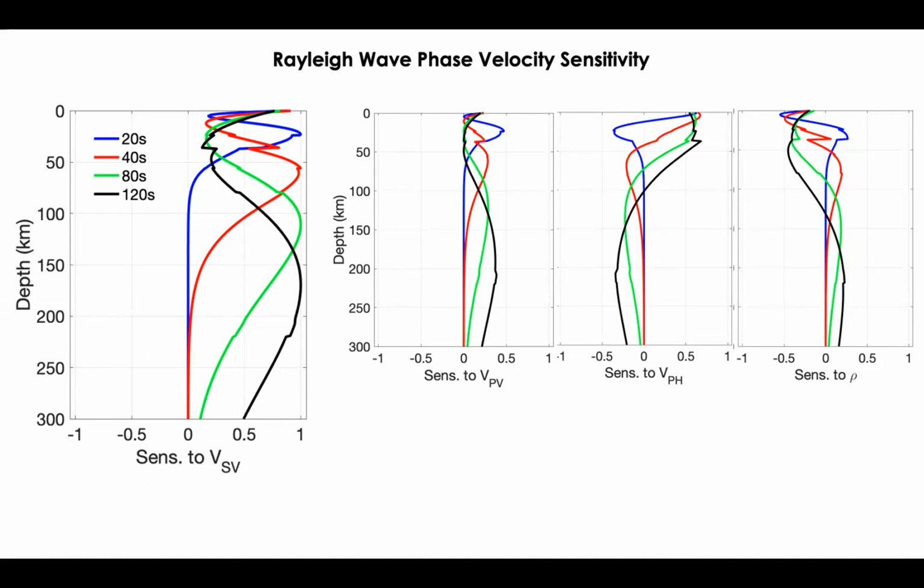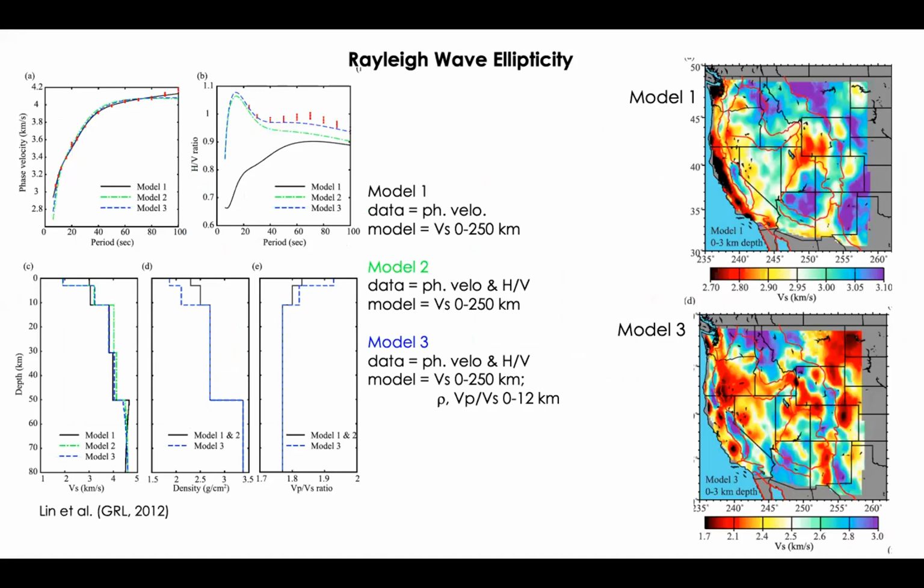Several studies have demonstrated the benefits of jointly inverting phase velocity and ellipticity. This is a figure on the left from a paper by Sanchi Lin and co-authors. They compare the results of 3 inversions. All 3 inversions invert phase velocity data and solve for variations in shear velocity. The second and third ones invert phase velocity data and ellipticity together. And the third one solves for density and VP-VS ratio in the upper crust in addition to VS.